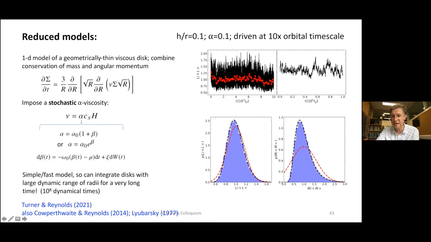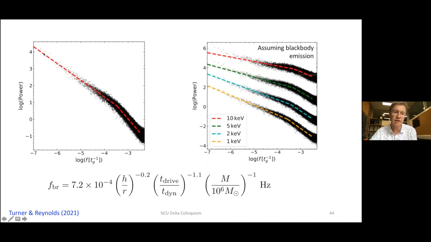These are some light curves and log normal distributions from his work. But what he also finds is that he can get some first principles understanding of the break frequency in the power spectra that we see in many, many systems. This break is essentially related to the characteristic driving time scales where the dominant radiation is coming out. Through this kind of reduced model, we can now write down approximate formulae for the break frequency in terms of various parameters of the system, including the mass.